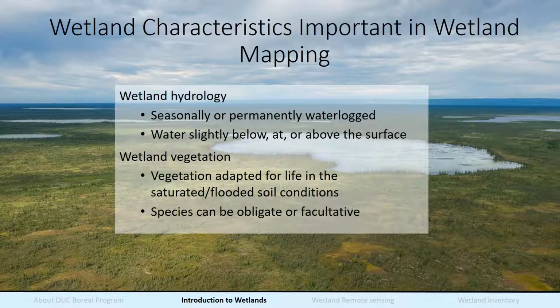So like I mentioned, wetland hydrology and wetland vegetation are very important when looking at wetland characteristics, especially when we talk about wetland mapping. So again, wetland hydrology is seasonal or permanently waterlogged, and it's water slightly below, at, or above the surface. Now, when we take this into account for wetland mapping, we can use sensors such as radar or synthetic aperture radar, SAR, to be able to identify more moist areas in your landscape.